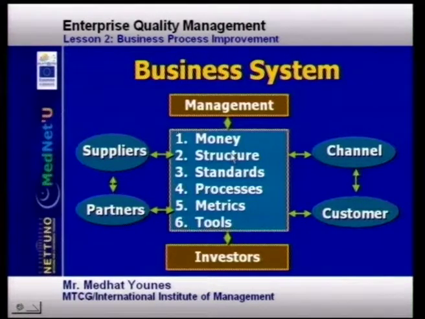The second element is structure. And your role is to ensure the quality of the organization structure to bring people together and define their roles, their authorities and responsibilities, and establish proper communication lines. The third element of a business management system is the standards. And the standards include operational policies to comply with during work performance, like safety standards, quality standards, legal standards, etc.